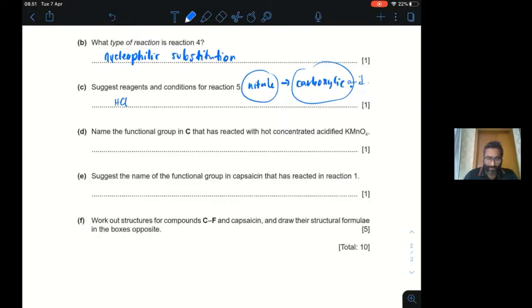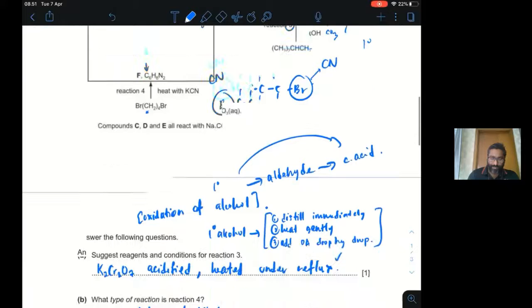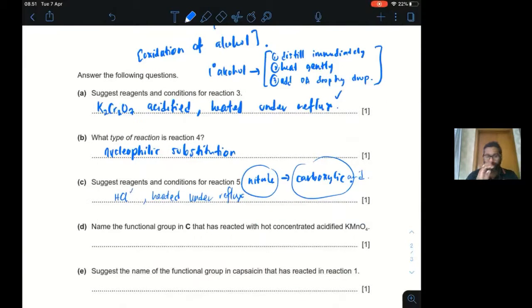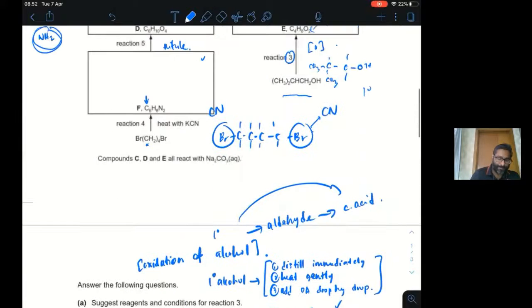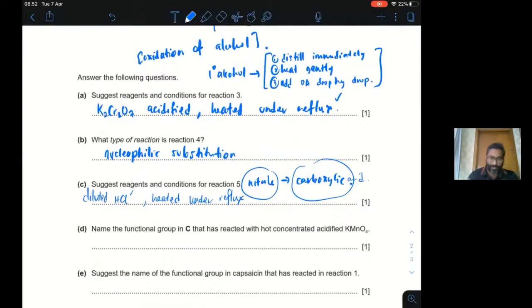But what are the conditions? Is it heat? Heat, or you can just put heated under reflux, that is okay. Heated under reflux. And one more: you can see that they need CN and water. So the reagent must be the HCl. Must it be concentrated or diluted? If you need water, dilute. So this one must be dilute HCl, heated under reflux. That will be helpful for this reaction.